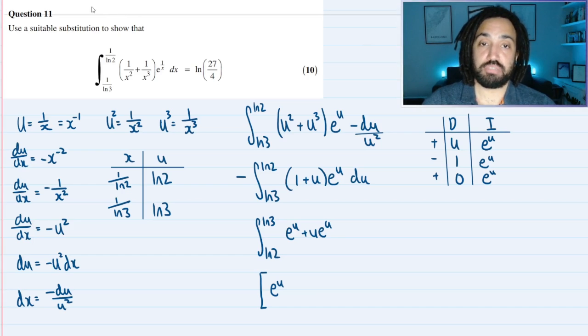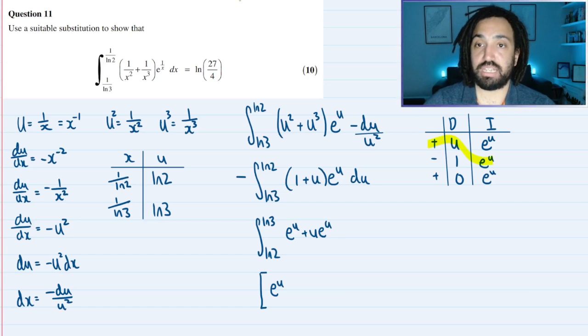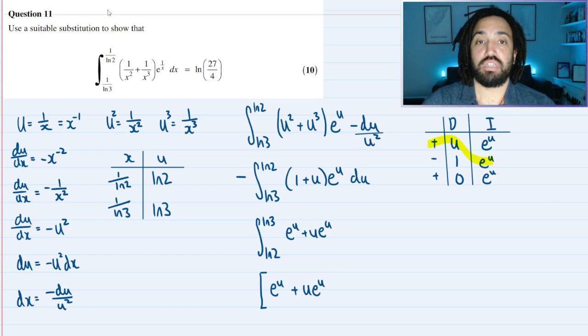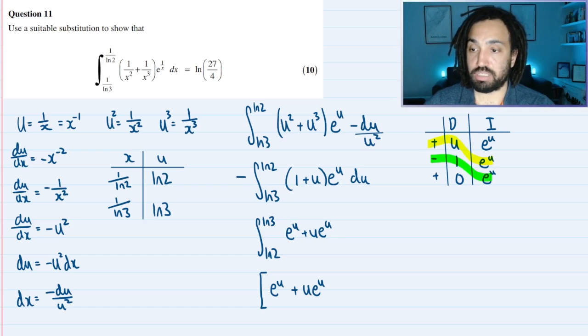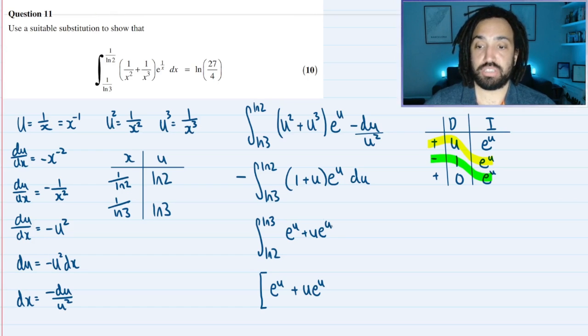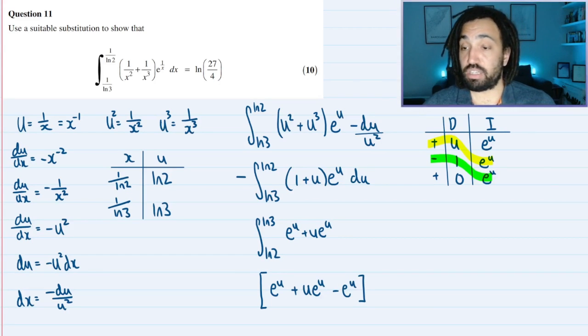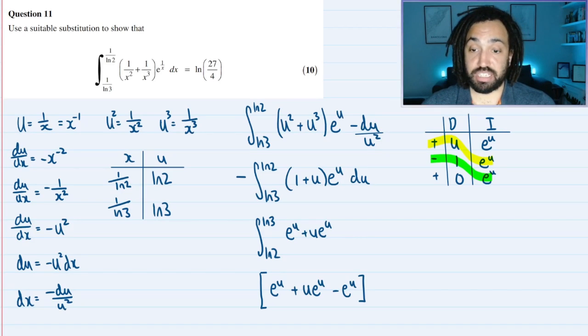So integration by parts, all you need to do is just follow this wavy pattern down, like that. So that means the first term is u e to the u. The second term is minus 1 times e to the u, so that's just minus e to the u. And the last term would involve a 0, so that's just going to cancel out to nothing. So we can stop there. And that's between ln 3 and ln 2.